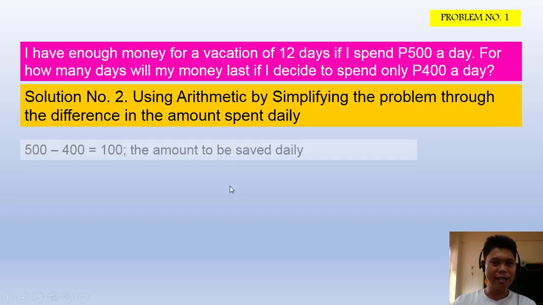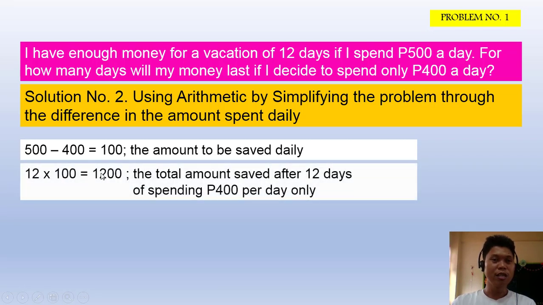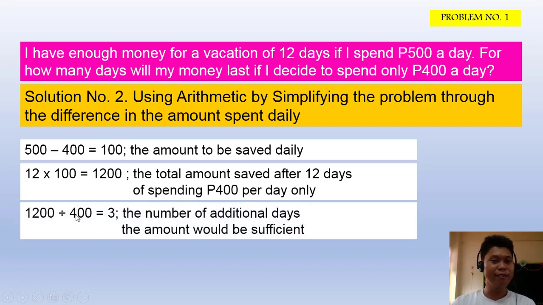So kung titingnan natin, 500 minus 400 kasi nag-decide ako na magtitipid ako ng 100, so ibig sabihin 100 every day ang masasave ko. Tapos, kung 12 days, so 12 times 100, meron akong matitipid na 1,200 kasi 6,000 nga yung pera na meron ako. So yung 1,200 ngayon ay i-divide natin ng 400, magiging 3.